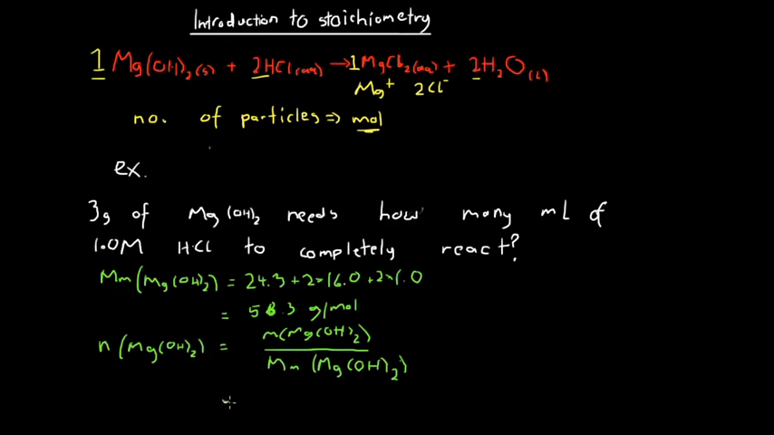Okay, so we know we've got 3 grams. The mass is 3 grams. The molar mass is 58.3. Okay, and this comes out to 0.051 mole.